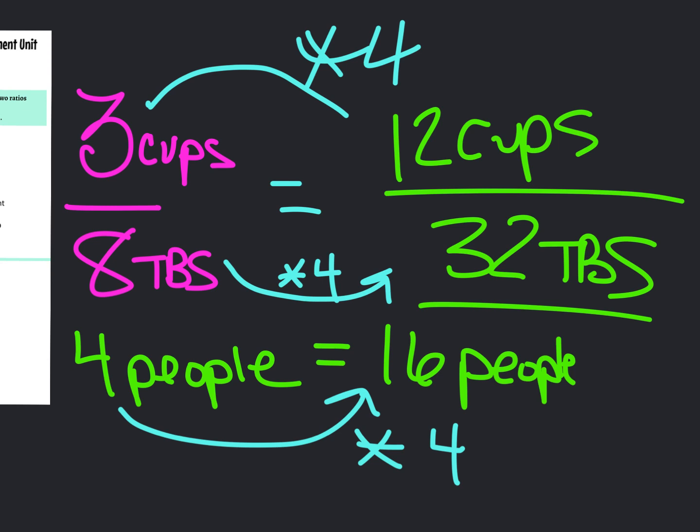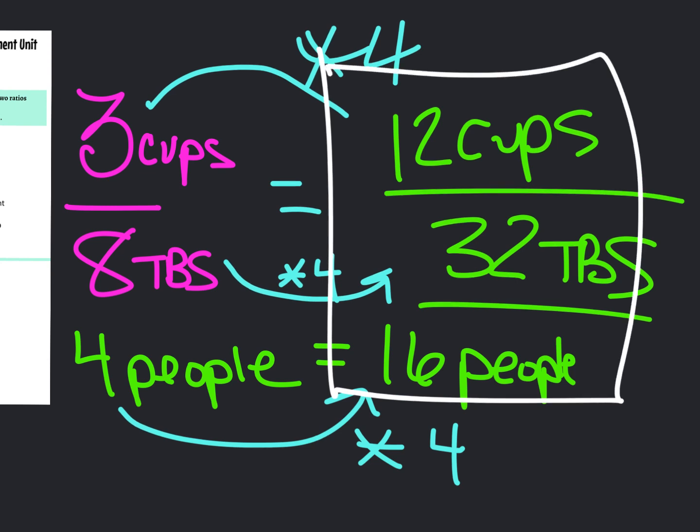But okay, so this is a proportionate increase in my recipe. I started out with 3 cups to every 8 tablespoons, and that was for 4 people. And all I did was increase the entire recipe by 4 in order to create a recipe for 16 people. Okay, that's what proportionate means. Whatever you do to one number, you also have to do to the next in order to stay proportionate. So it will taste the same.